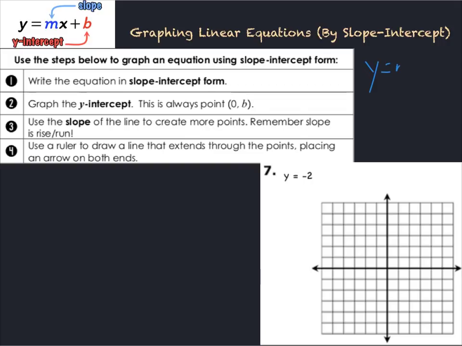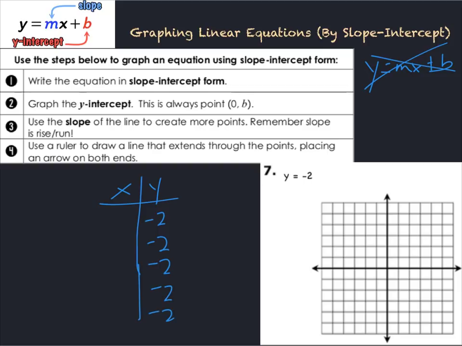Well, we're going to just forget about slope-intercept form for now and just think of tables. So if we were to put this in a table, it's y equals -2, right? Y is always going to be negative 2. So regardless of what your x is, y is always going to be negative 2, negative 2, negative 2. It wouldn't matter what your x is, right?